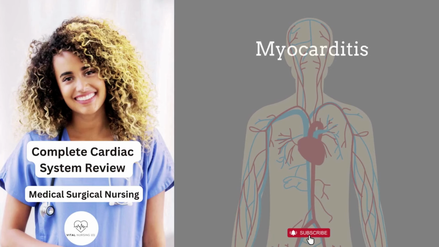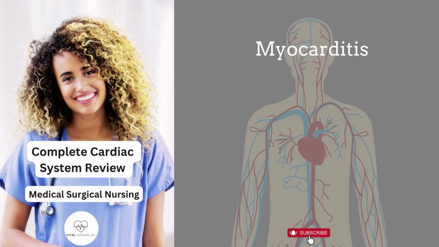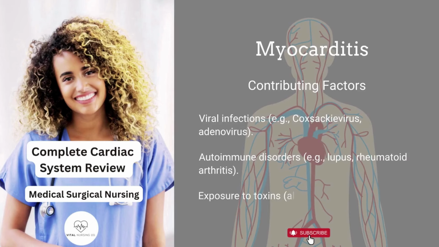Myocarditis. Myocarditis is inflammation of the heart muscle, often caused by infections, toxins, or autoimmune conditions. Contributing factors are the following: viral infections, for example, Coxsackie virus and adenovirus; autoimmune disorders such as lupus and rheumatoid arthritis; and exposure to toxins including alcohol, drugs, and radiation.